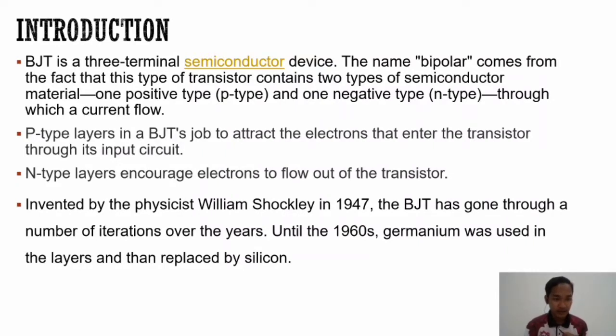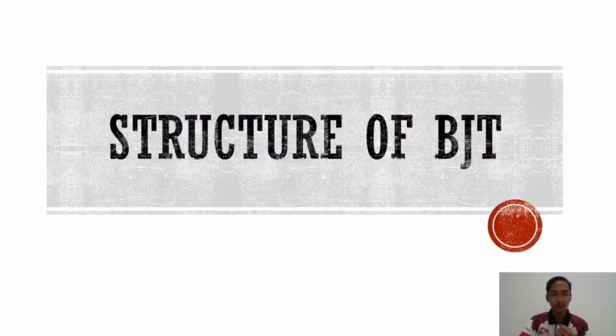Okay, BJT was invented by physicist William Shockley in 1947. BJT has gone through a number of iterations over the years until the 1960s. Germanium was used in the layer and then replaced by silicon. Okay, what is the structure of BJT?